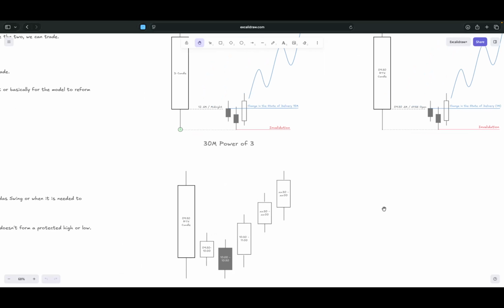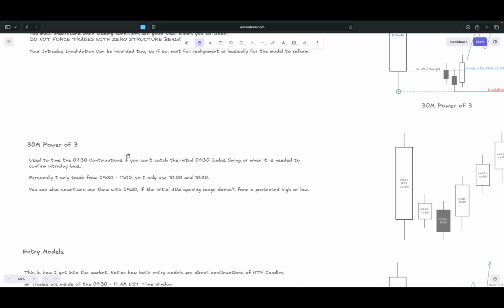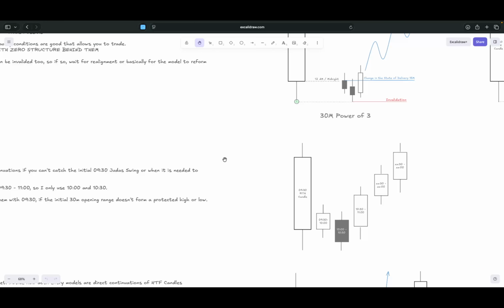That's the ideal situation. So 30-minute power of 3s, right, are used to time 9:30 continuations. Time and price continuations are most likely going to happen on, I guess, middle time frames. It's not really higher time frames, but middle time frames, at 30-minute, 1-hour kind of time frames, right? I guess your intermediate time frames are going to make this candle. That's where continuations happen, right? Because if you think about the 9:30 candle, right, it's just a bunch of 30-minute candles that form it, right? So continuations, if you time it, are most likely going to happen during the open of these new candles, right?